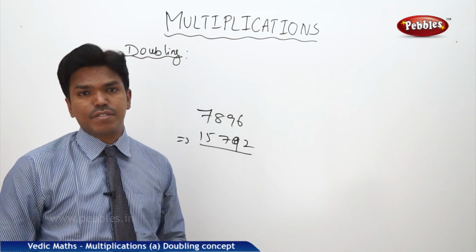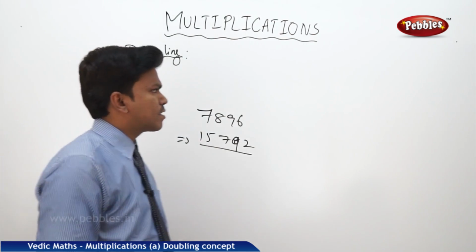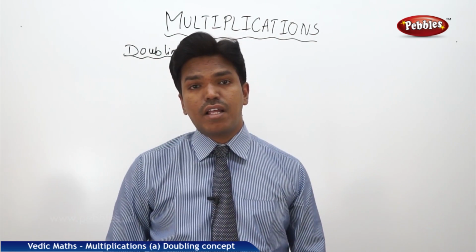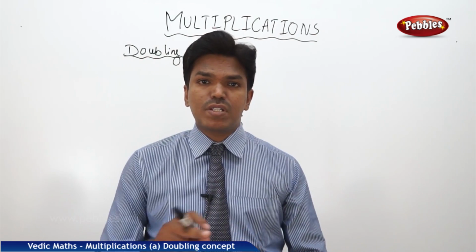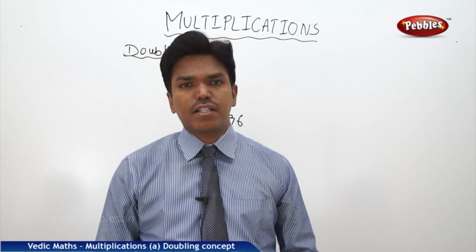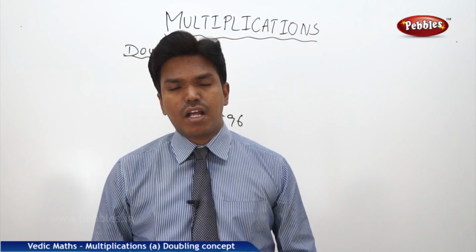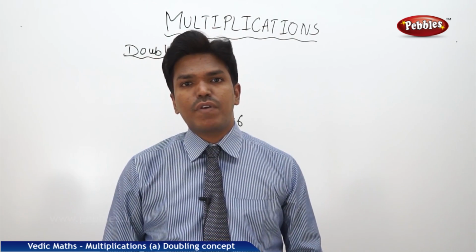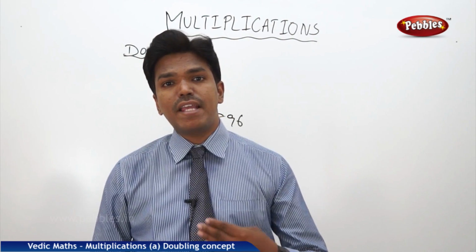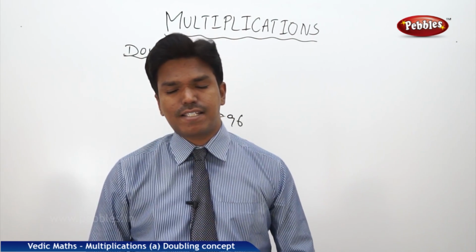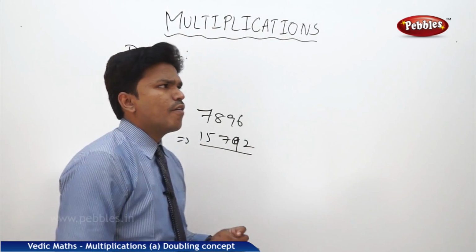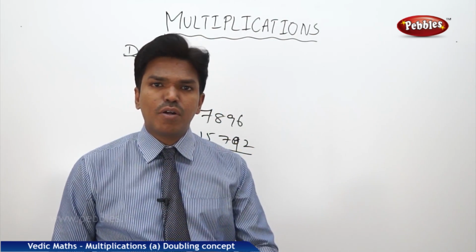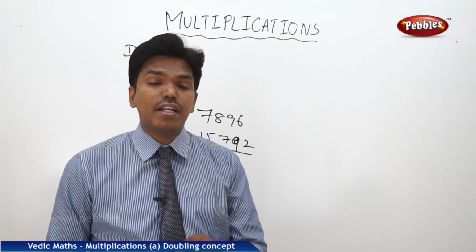But how is it possible? Now we will discuss. In general, what do you mean by doubling? Doubling is nothing but if you add a number to the same number, the sum is the double of the number. That is one kind. Another way: doubling of a number is nothing but multiplication by 2. Yes or no? Yes. Here also we are going to multiply the number by 2 to get the double, but in a different way.